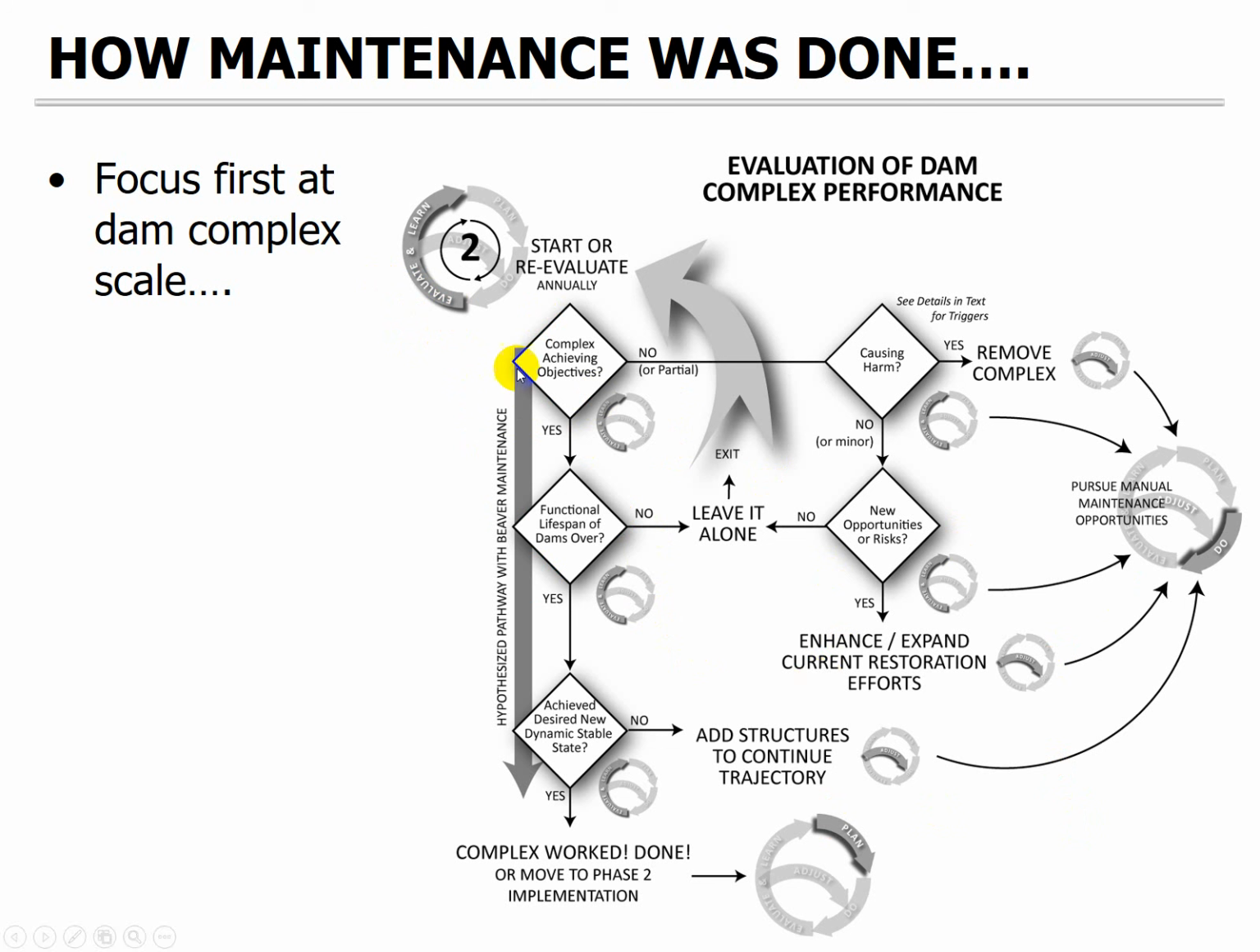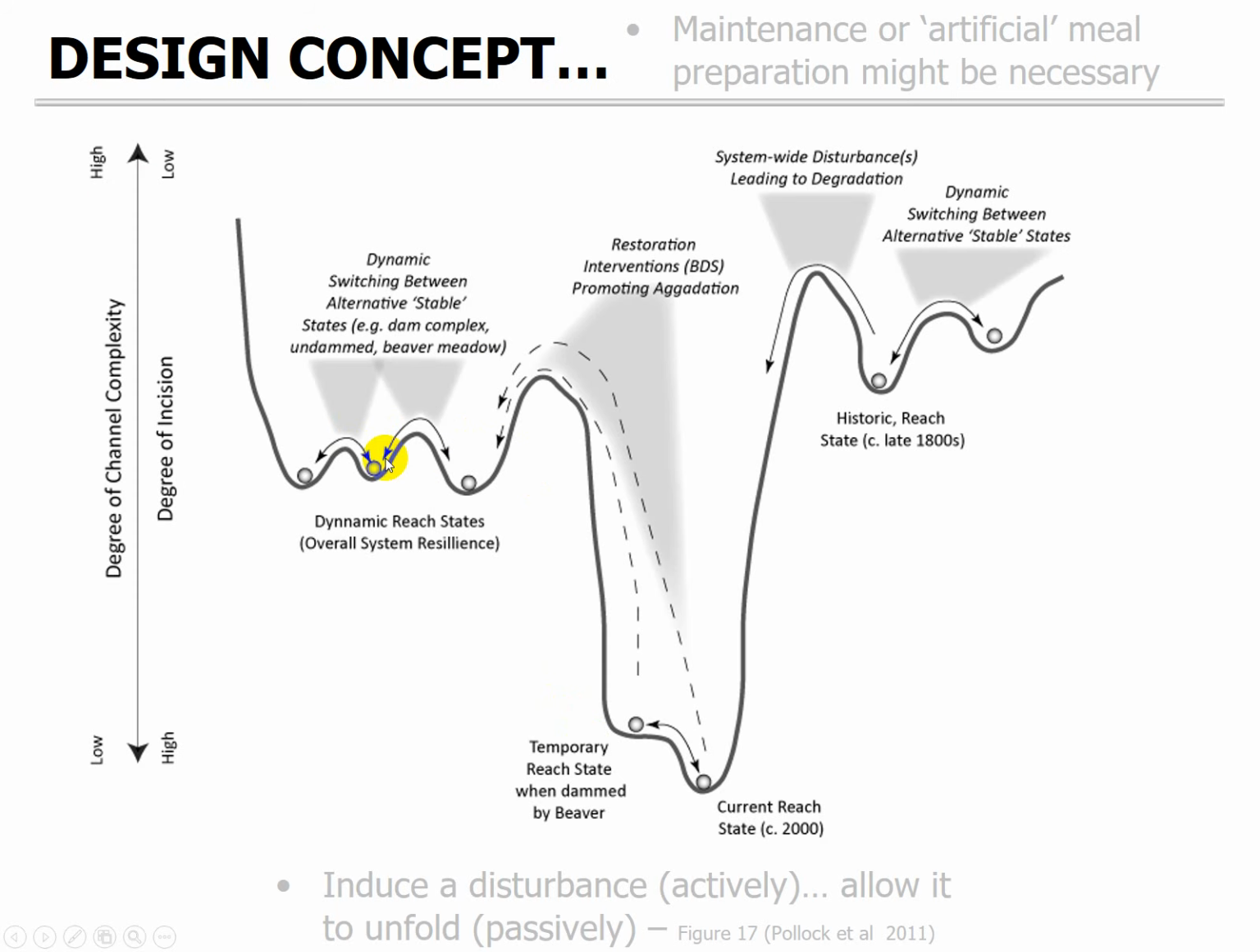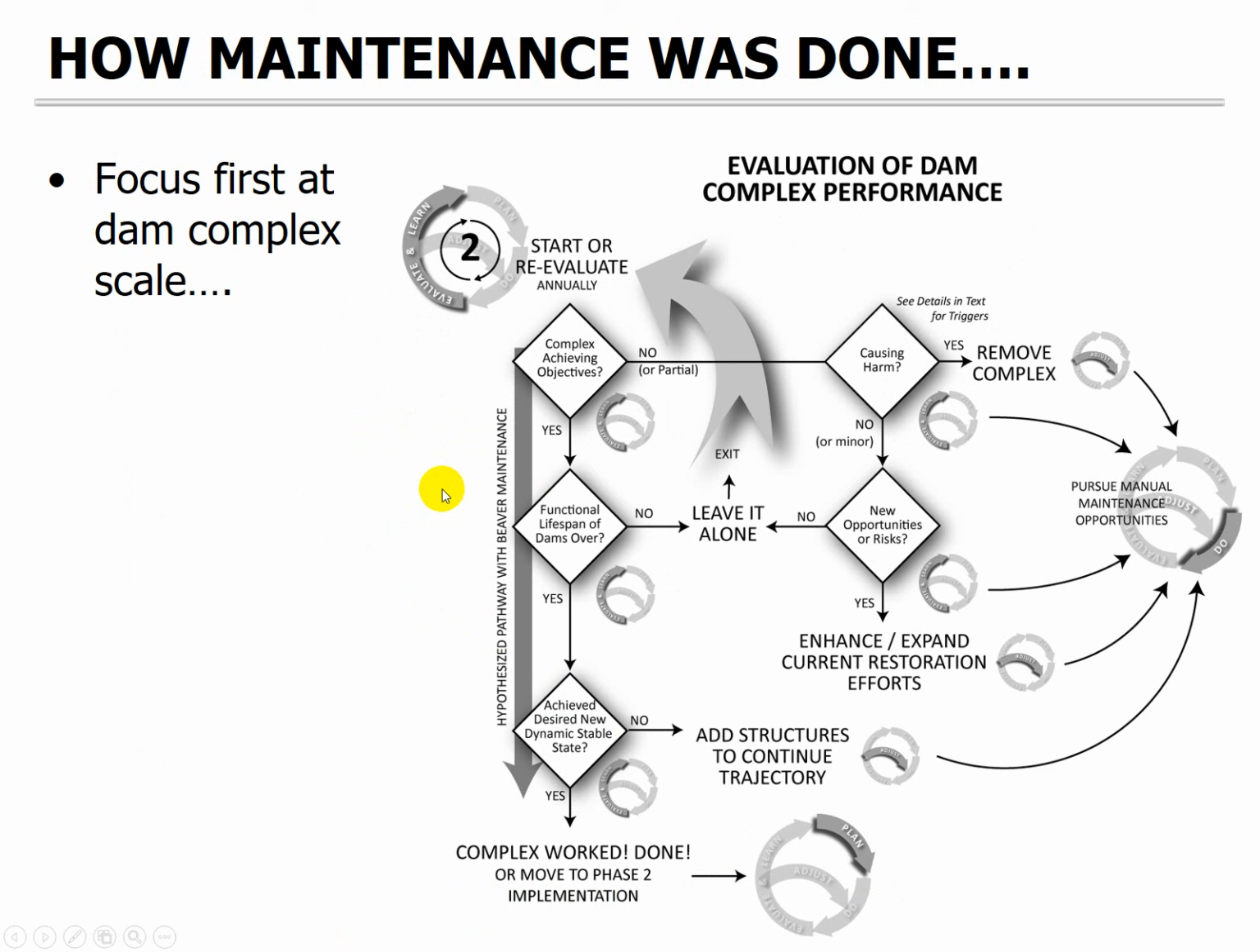And so right here we have this hypothesized pathway, and what we expect is we come in annually and we look and we ask, is this whole complex of structures I put in achieving its objectives? And we expect that yes it is, but in a lot of cases the functional lifespan won't be over, but then at some point it achieves a desired dynamic stable system state. That's what we're hypothesizing that we're going to get to.